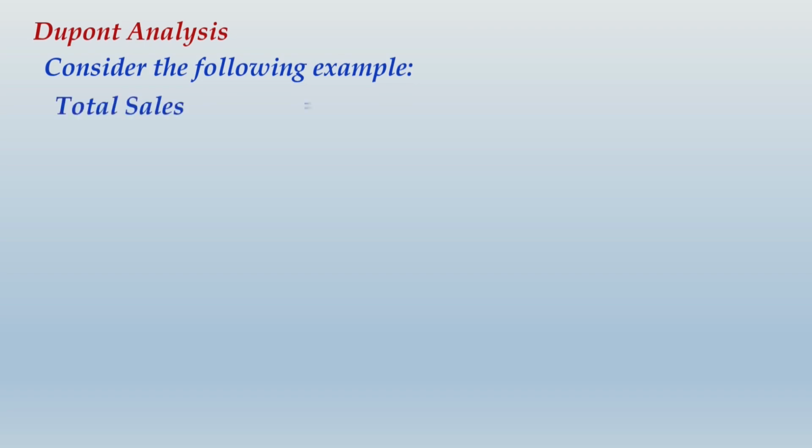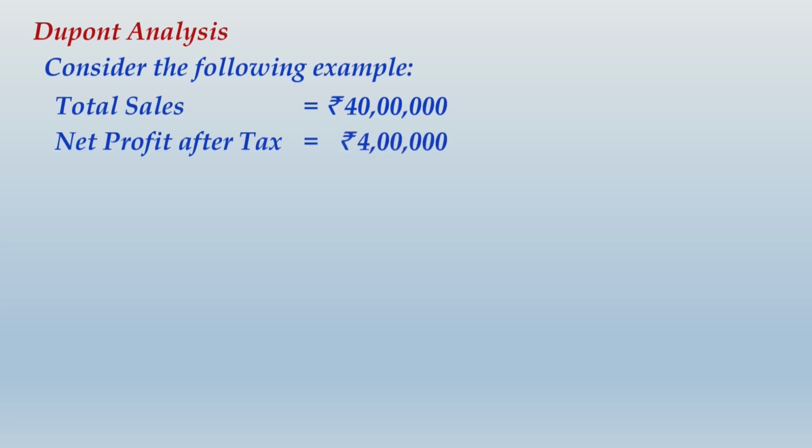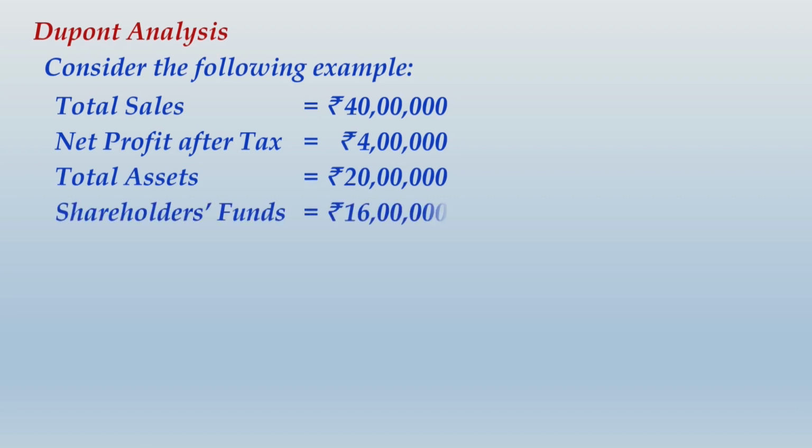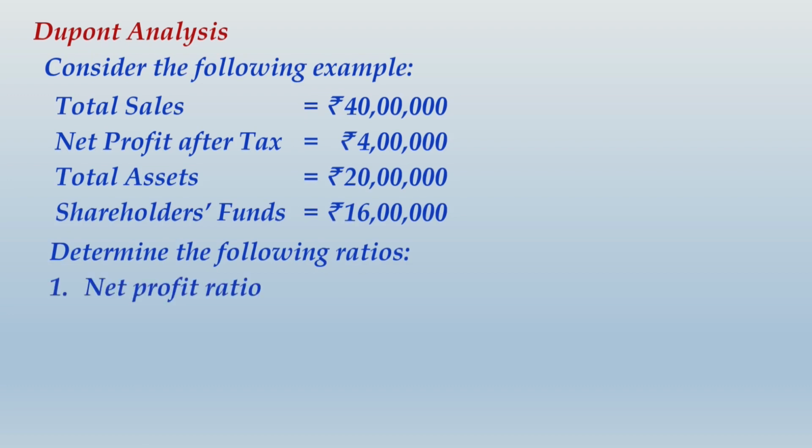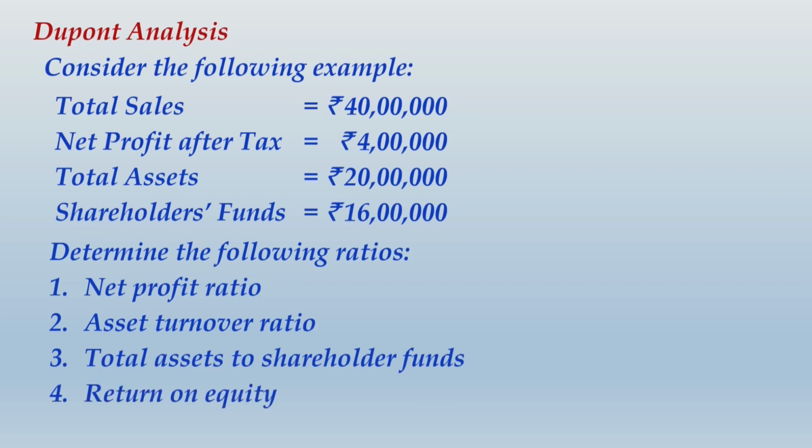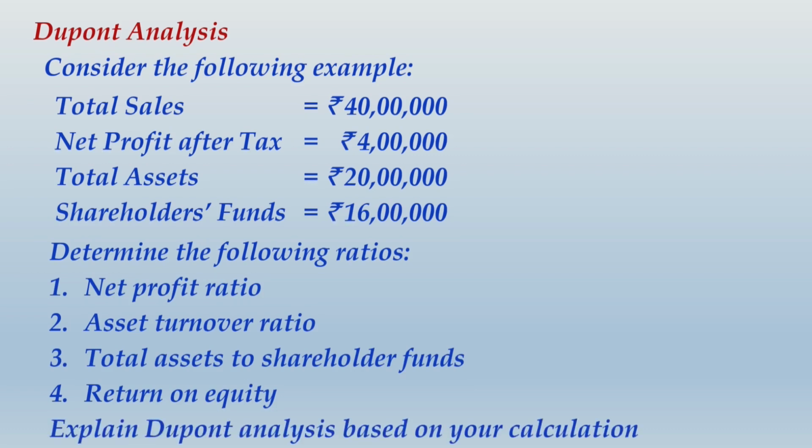Alright friends, so let us take up that example. Dupont analysis. Consider the following example. You have total sales of rupees 40 lakhs. Net profit after tax is rupees 4 lakhs. Total assets rupees 20 lakhs and shareholders funds is rupees 16 lakhs. Determine the following ratios: net profit ratio, assets turnover ratio, total assets to shareholders funds, and return on equity. And the last thing in the example is to explain Dupont analysis based on your calculation.